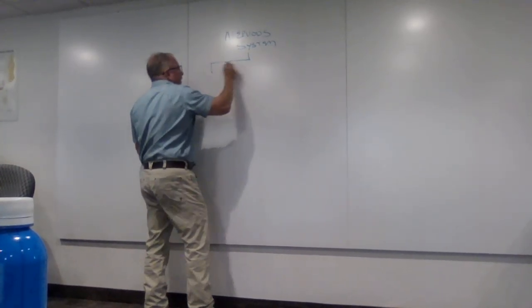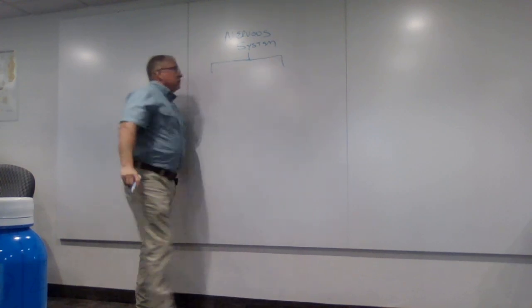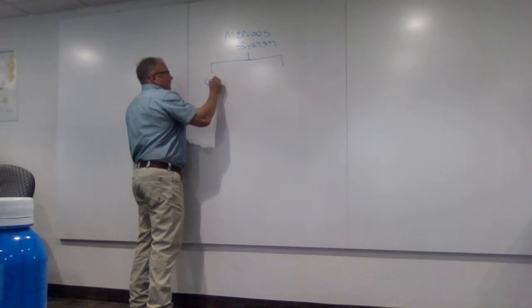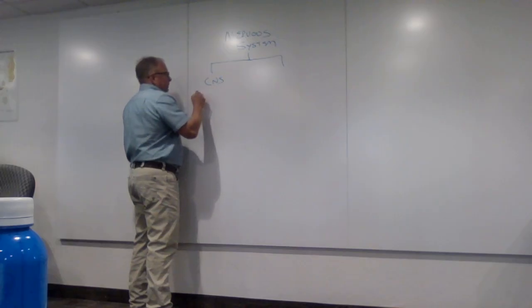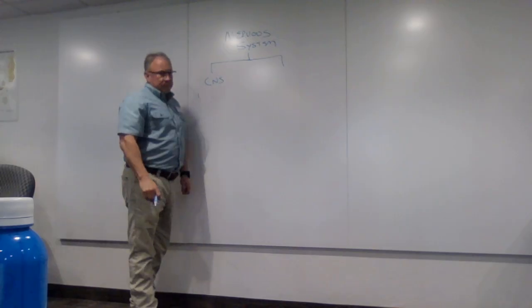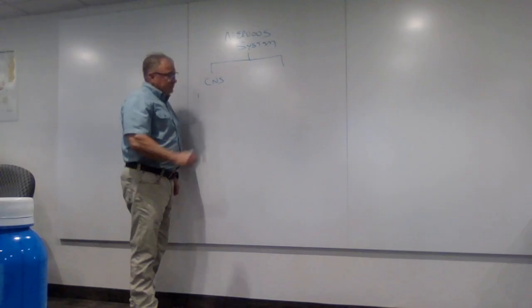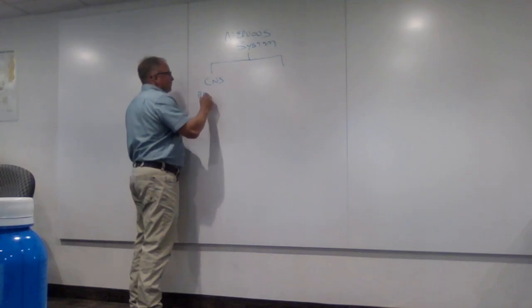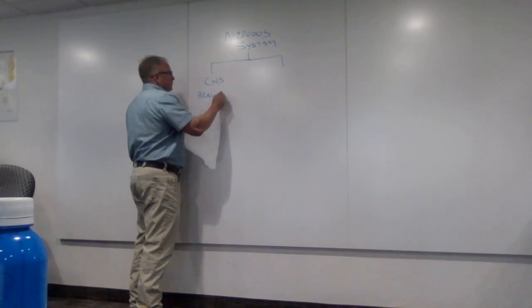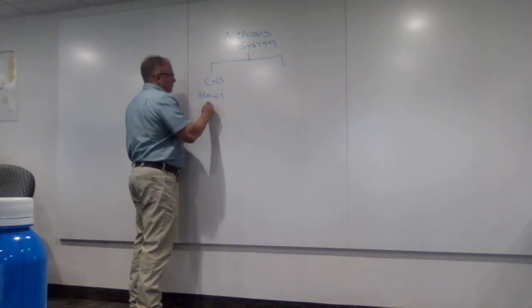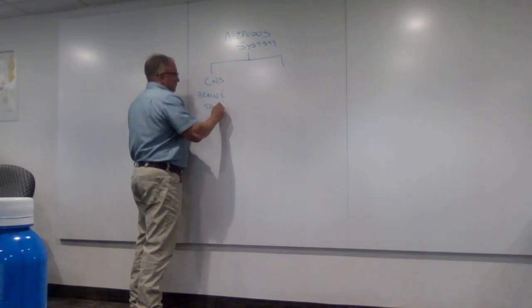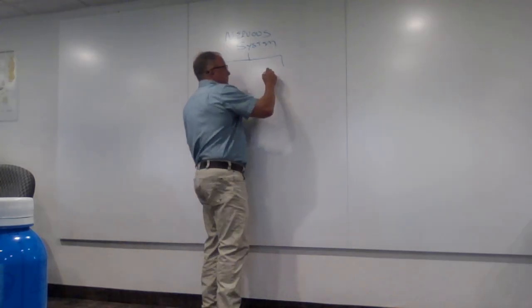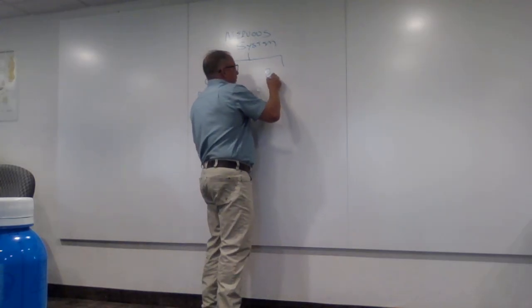Broken down into two categories. Central, right? CNS, which is what? Brain and spinal cord. And what's the other one? Peripheral.